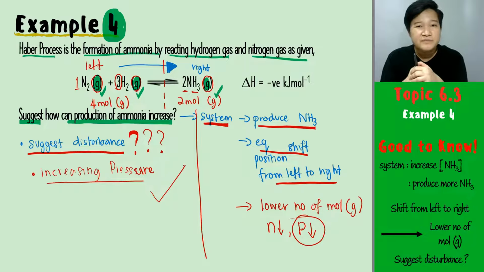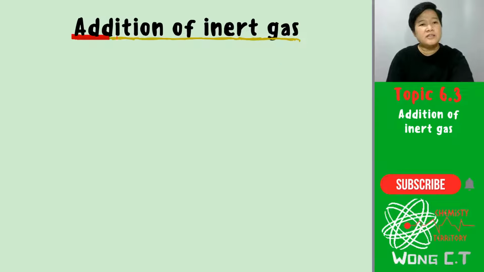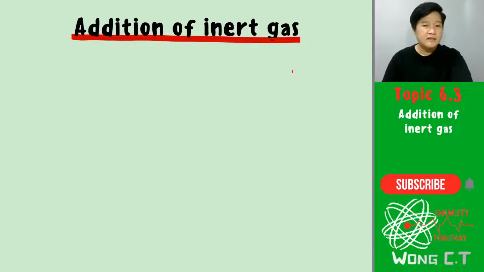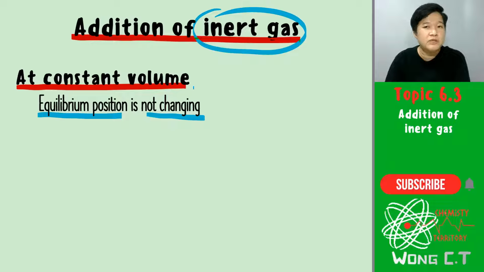Okay? Simple? Easy. And for this factor in the Le Chatelier principle, we have something extra. Let's see what is the extra things in here. We can have addition of inert gas into your system. And we have two conditions when we added in the inert gas. The first one is at constant volume. So when we are adding in inert gas at a constant volume, you need to know that the equilibrium position will not change. In the other words, adding in inert gas at a constant volume will not change anything in your system. Okay? So everything will remain unchanged. So when you have an inert gas added into your system at a constant volume, equilibrium position will remain constant. Okay?